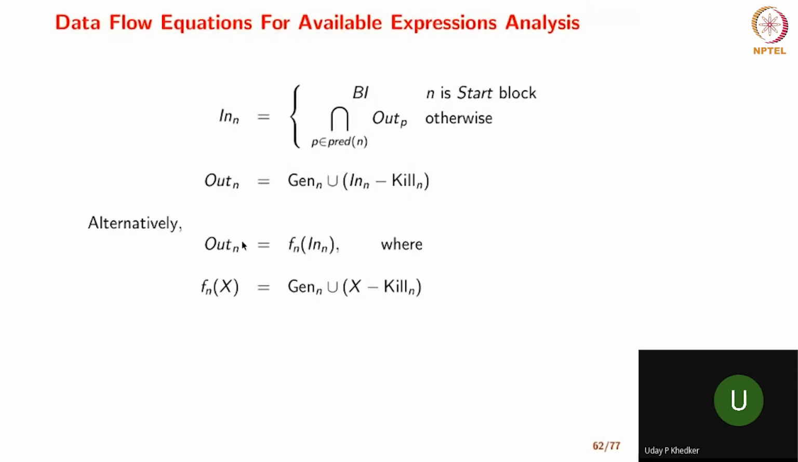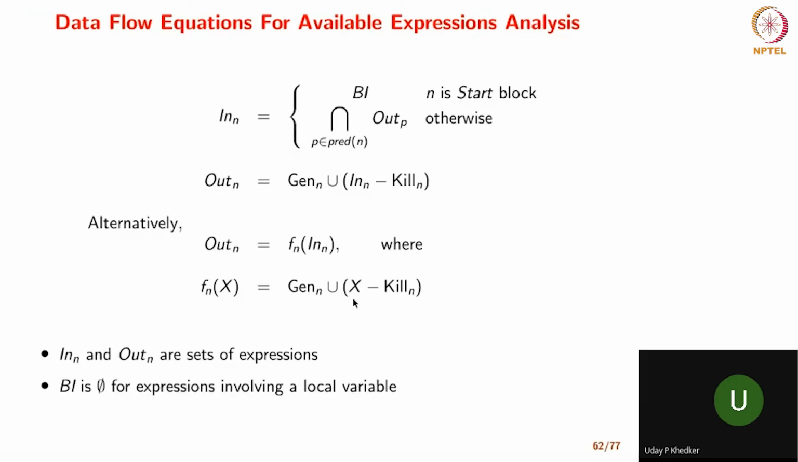Alternatively, we can also write it as out of n is fn of in n, where fn is called a flow function, which takes some argument x and removes kill from x and takes a union of the result with gen. In and out are sets of expressions. Bi is empty set for expressions involving a local variable.